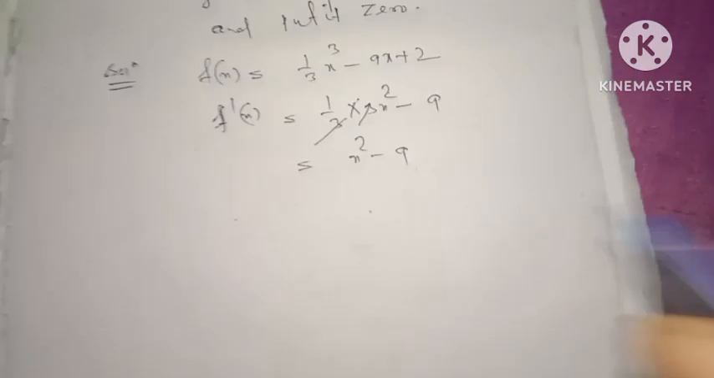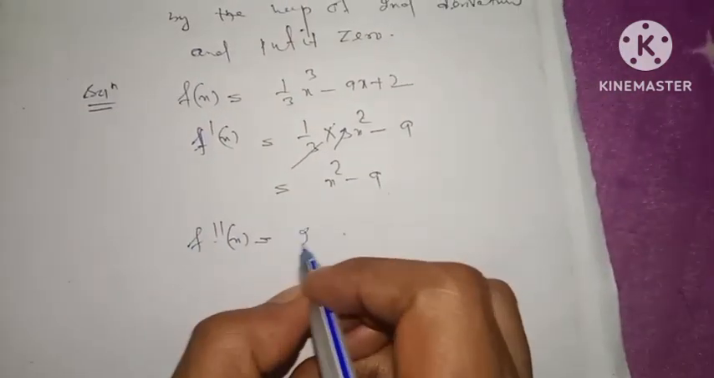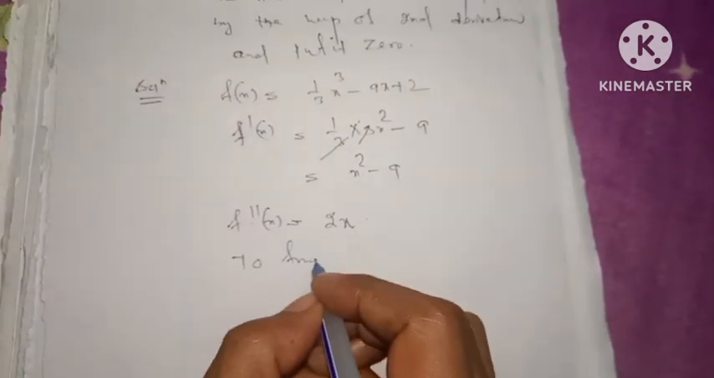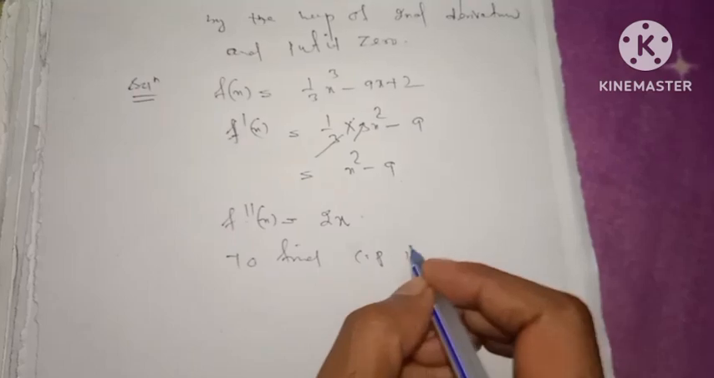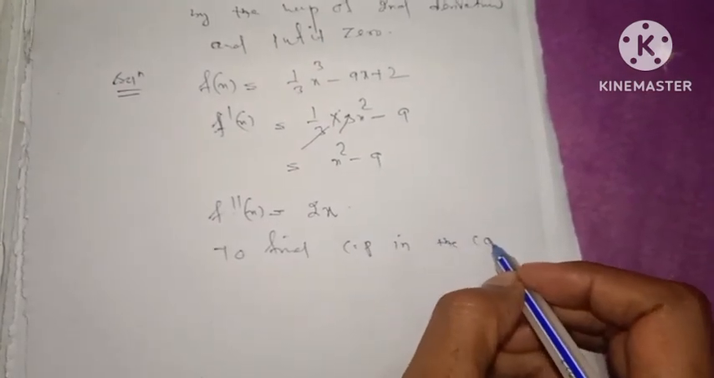What is the second derivative? F double dash x: x square derivative will be 2x, and 9 derivative will be 0. So I will write this to find the CP, the critical point, in the concavity.